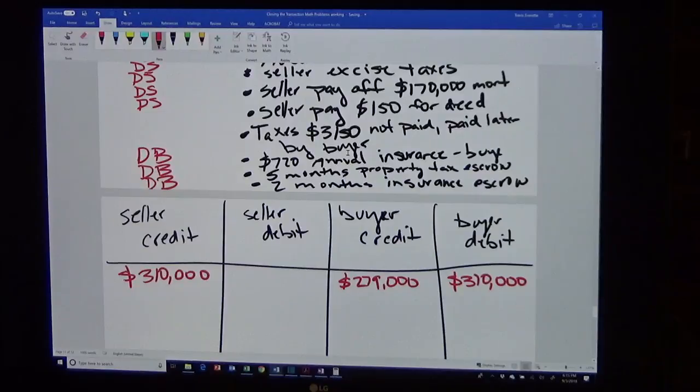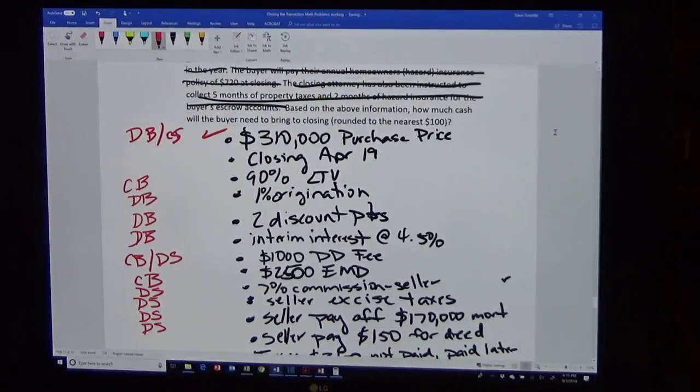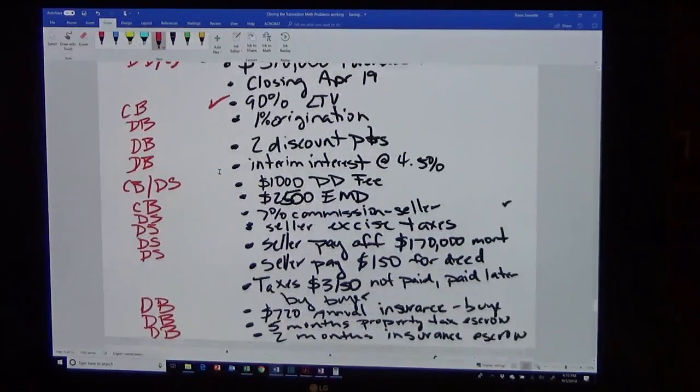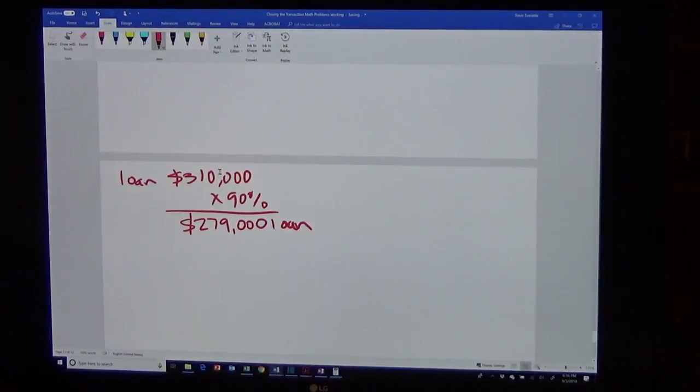Back up here. So we've taken care of the loan amount. A 1% loan origination fee and then 2 discount points. I think we can handle those both at the same time. Well, the 1% loan origination fee is going to be $279,000 times 1%, which is $2,790 for the origination fee.